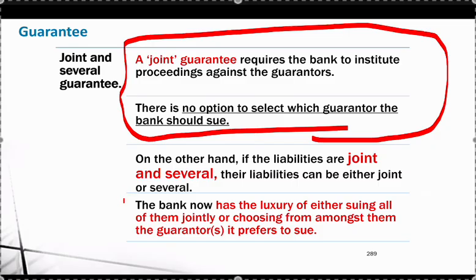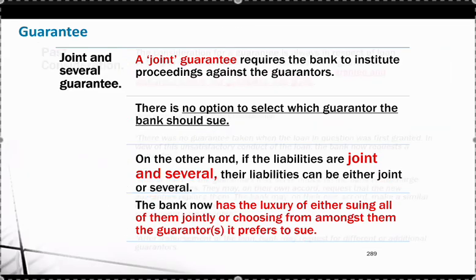Joint and several, you have the luxury of choice. You have the luxury of suing either all of them or choosing who you want to sue. It's either joint or several. Joint and several is a much better position for the bank compared to joint. Joint, you must sue all. Joint and several, you have the luxury of choice.